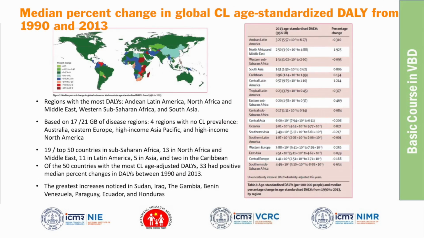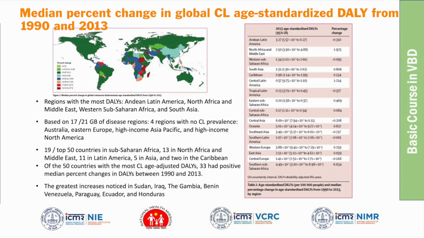And if you look at the percentage change in global CL age standardized DALYs from 1990 to 2013, you can see that regions with the most DALYs are Andean Latin America, then North Africa and Middle East, West Sub-Saharan Africa, and Southeast Asia. The DALYs are highest in the Andean Latin America region at 3.27, and next is North Africa, also high, then Middle East, Western Sub-Saharan Africa, and South Asia.